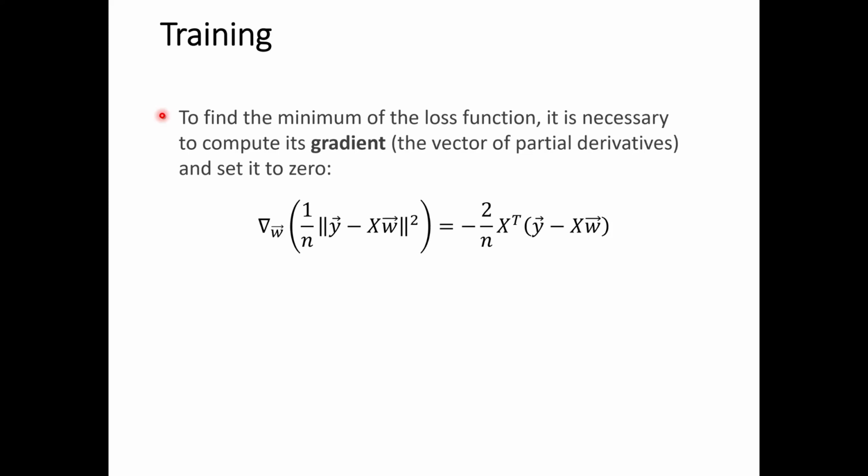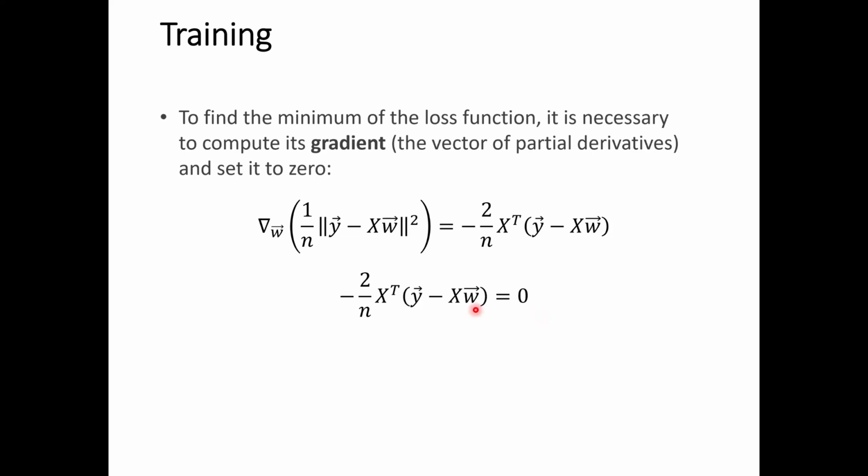To find the minimum of the loss function, it is necessary to compute its gradient, the vector of partial derivatives, and set it to 0. The gradient of the MSE is written as follows. The inverted triangle symbol is called the nabla operator. According to the rules of matrix calculus, which we won't go into detail about here, the gradient of the MSE is expressed as follows. To find the vector w that minimizes the MSE, we need to set the gradient of the loss function to 0 and solve the resulting equation for w.